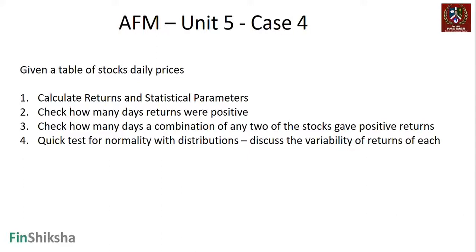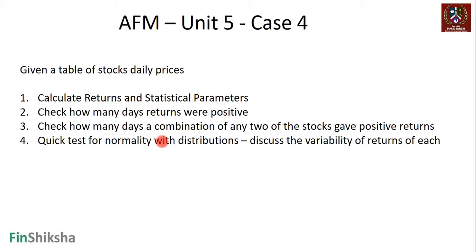In this video, we're going to look at case 4 under AFM Unit 5, and in this particular case, we have been given a table of daily stock prices for a few stocks. We have to calculate returns and major statistical parameters. We have to check how many days the returns were positive. We have to check how many days a combination of any two of the stocks gave positive returns, and we have to do a quick test of normality.